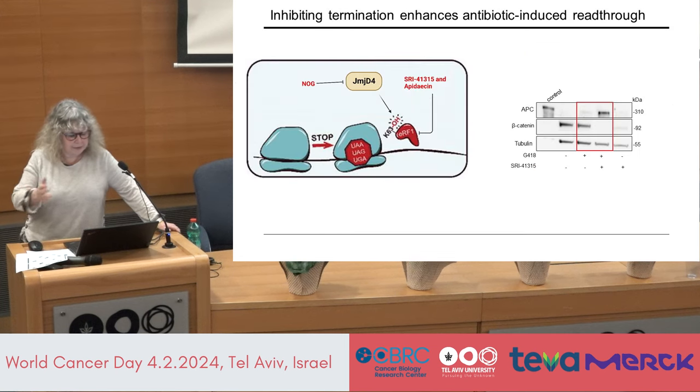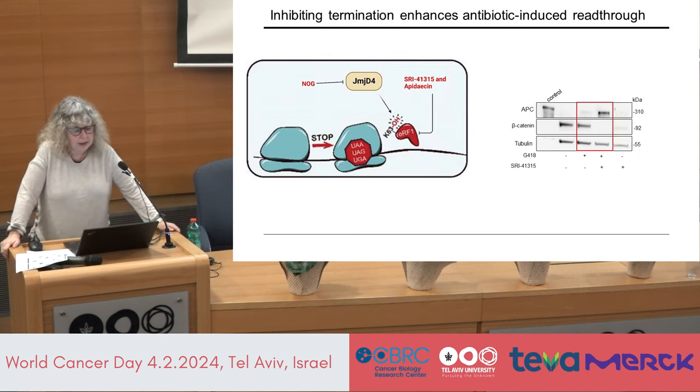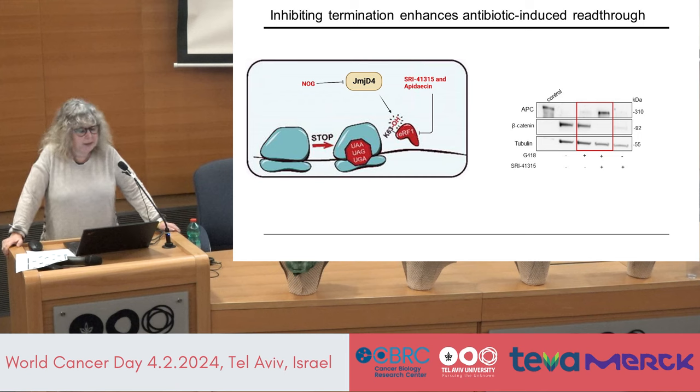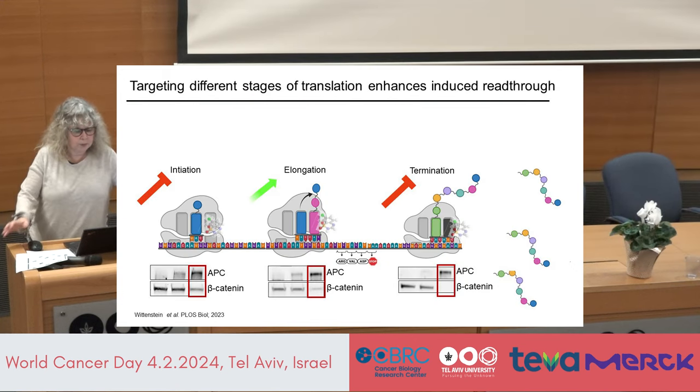The last phase is protein termination. Again, there are many compounds that we can use. We chose here, I'm showing one of them, SRI. Using SRI to inhibit protein translation termination also increases the ability of the antibiotic to induce read-through. To summarize this, we have shown that targeting or inhibiting protein initiation will increase antibiotic-mediated read-through. You see it here at the bottom, it's a Western blot.